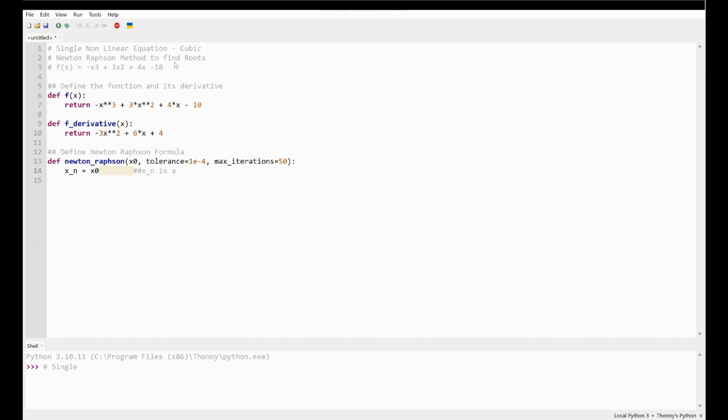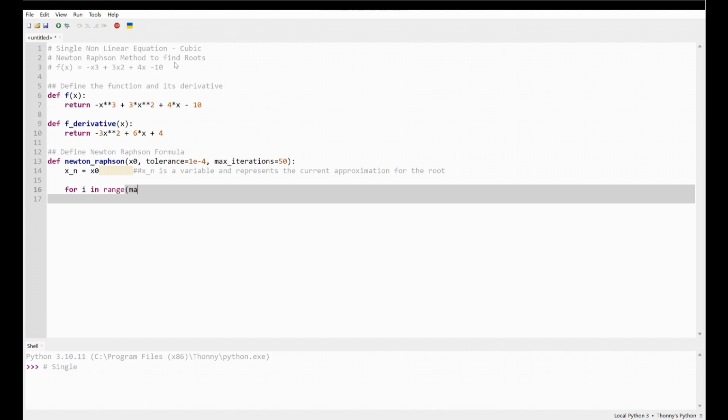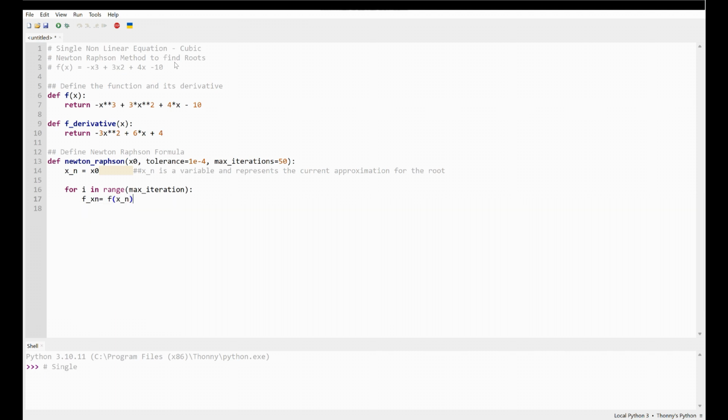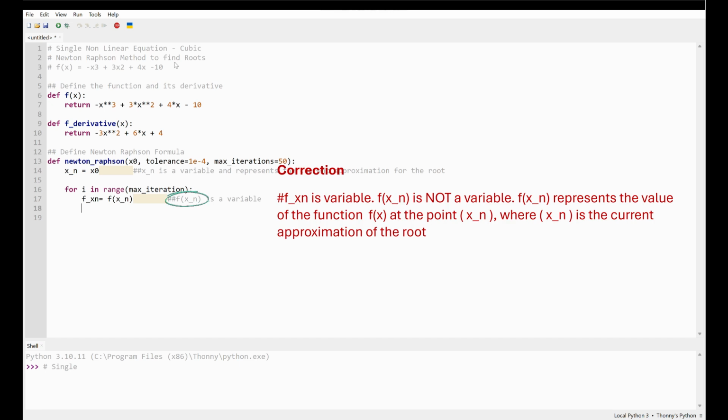And then I'll write xn, which is a variable. So xn is basically any value of x at which the function and its derivative will be calculated. So that's why it's a variable, because this value will change after each iteration. So the first value of xn will be the initial guess, which is x naught. And then I'll define the for loop. So over here, f brackets x underscore n bracket. So this represents the value of the function at point x underscore n. And f underscore xn, that's going to be used in the Newton Raphson equation for iteration, which is why f underscore xn is a variable and will change with every iteration.